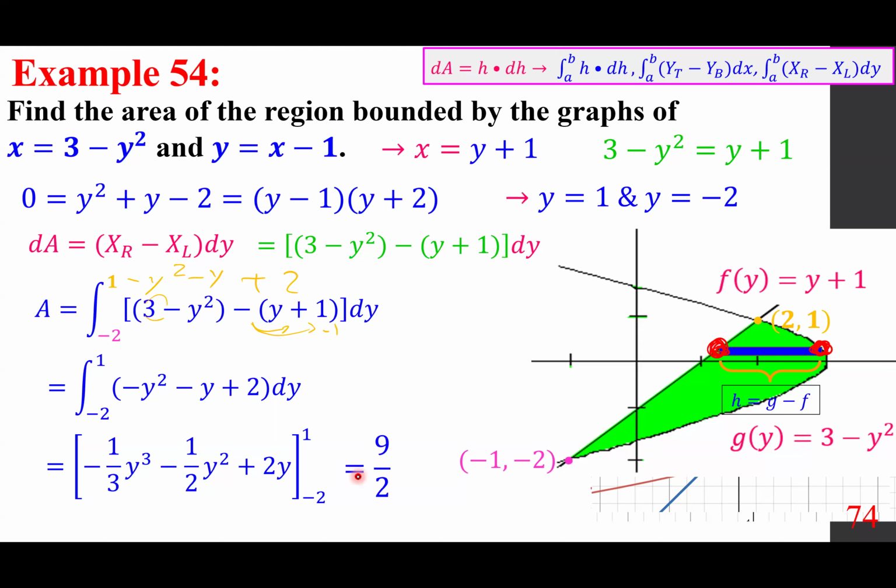Now, a quick recap. After you graph, you notice that a rectangle that you come up with can go up and down. If you go this way, it's not going to work out. So up and down, that means you need functions of y. That's really the idea. And the width, the thickness is dy, but the height, if you will, is x of the right minus x of the left.